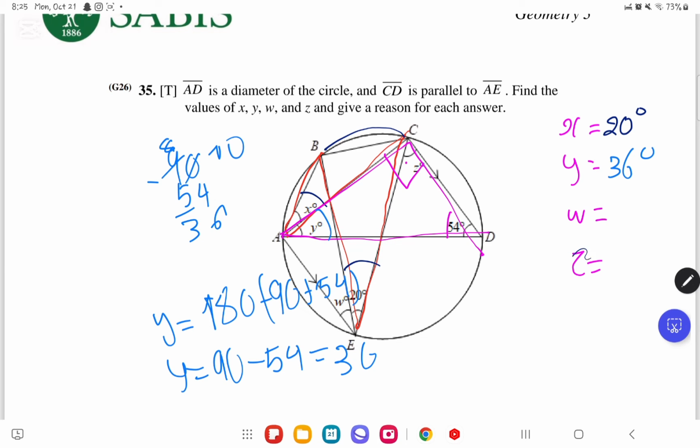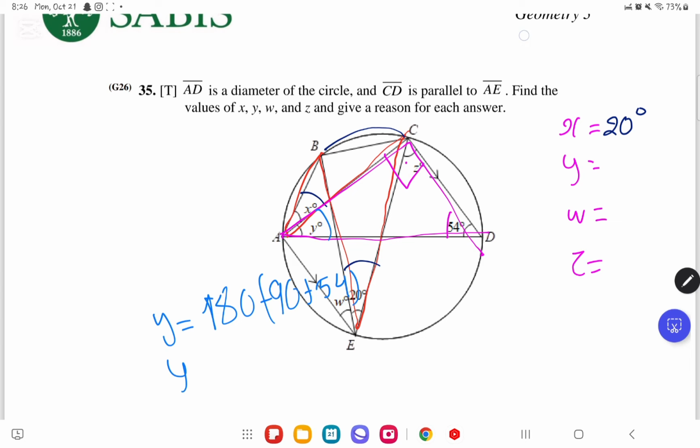Now we are looking at what? At angle W. So can I erase this? No, I'm not able to. So let me just undo these. One second. So now we got that Y was 36 degrees.